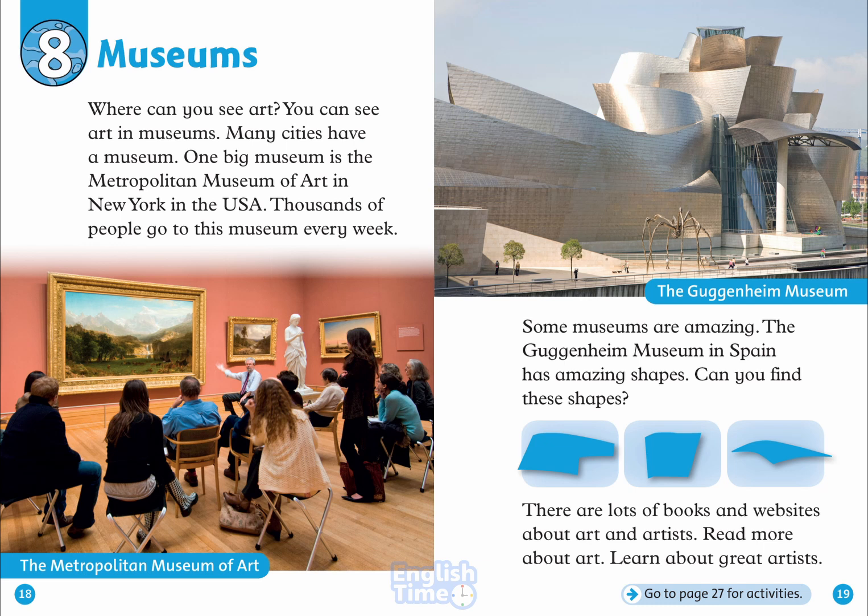Where can you see art? You can see art in museums. Many cities have a museum. One big museum is the Metropolitan Museum of Art in New York, in the USA. Thousands of people go to this museum every week. Some museums are amazing. The Guggenheim Museum in Spain has amazing shapes. Can you find these shapes?